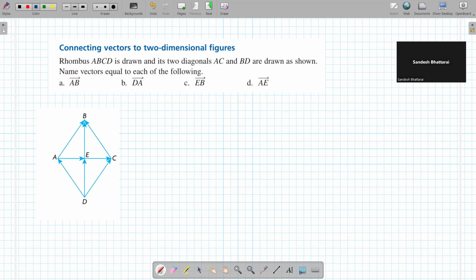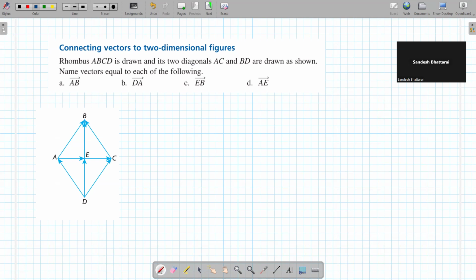What's the difference between a rhombus and a square? Or are they similar at all? What do you think? What's a rhombus? The angles aren't 90 degrees. Yeah, exactly, they're not perpendicular. It's the same thing as a square. The side lengths are the same, but they don't meet at 90 degrees.